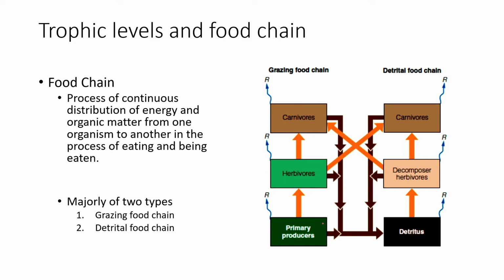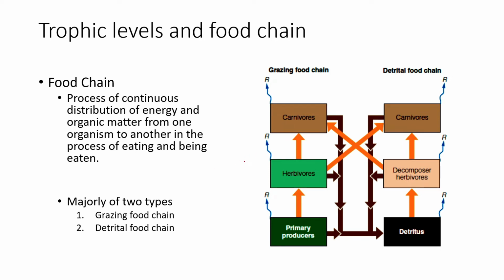So when we talk about multiple interactions and eating or getting eaten, then we talk about the food chain. We know since our standard 5th and 6th that the food chain talks about the process of eating something or getting eaten, right? So it is a continuous distribution of energy and organic matter throughout multiple trophic level chains. Okay, so it is the process of being eaten and eating.